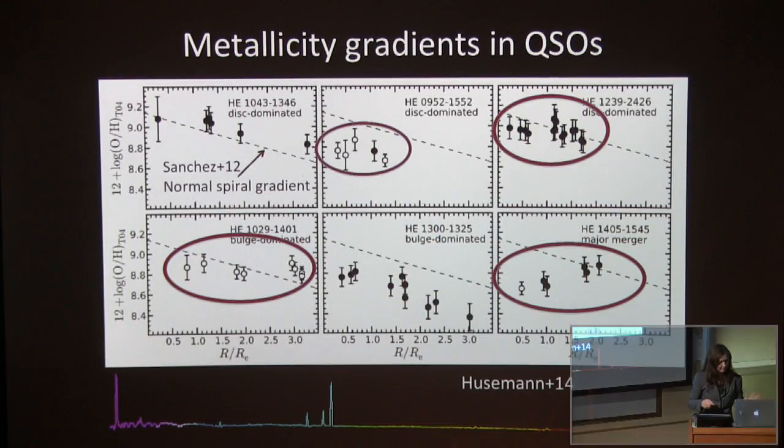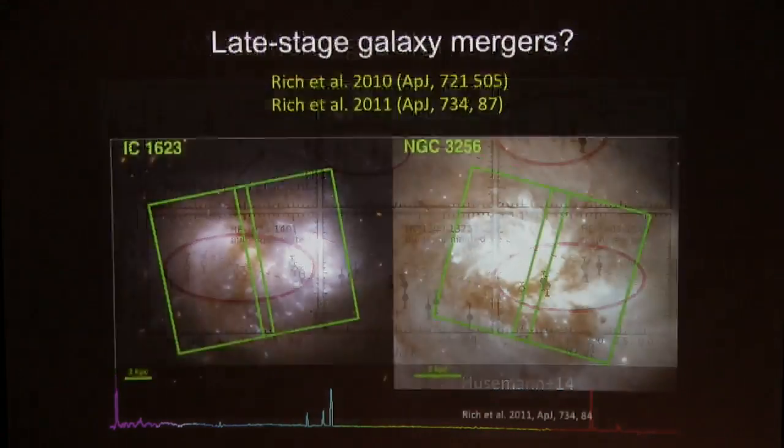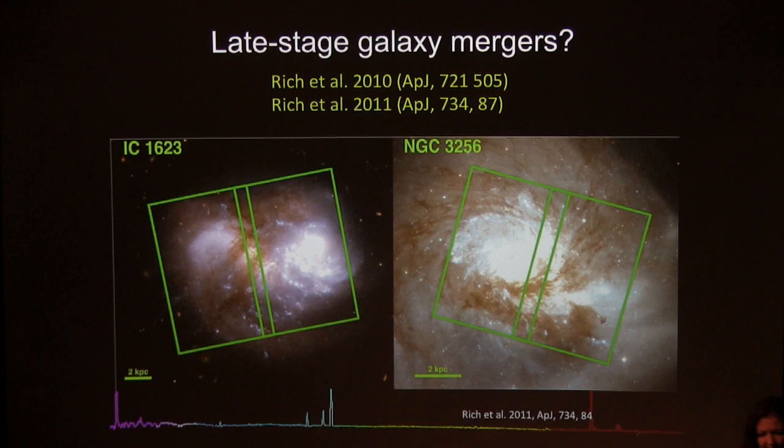This has also been seen in many other samples now. This is just one of them. These are metallicity gradients in quasars. And you can see that in the major merger, you have an inverted metallicity gradient. And in many quasars, which are the remnants of a sort of a LIRG merger, then you also have some flat gradients. Now, we had lots of late-stage mergers in our sample, but we couldn't measure metallicity gradients in them.